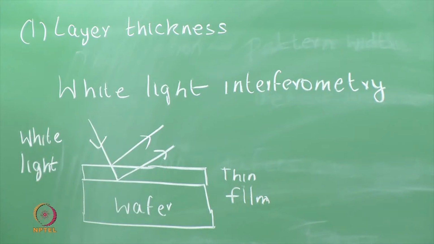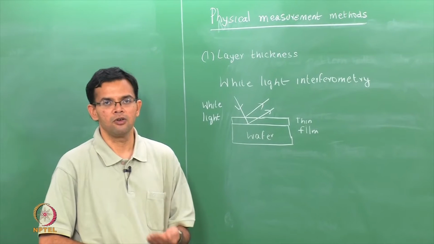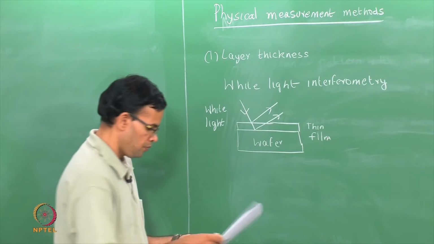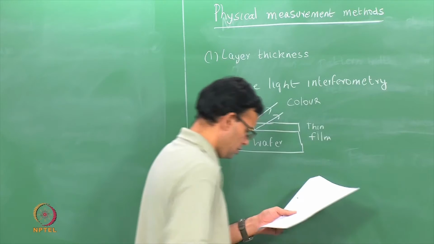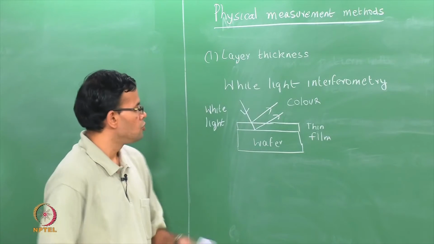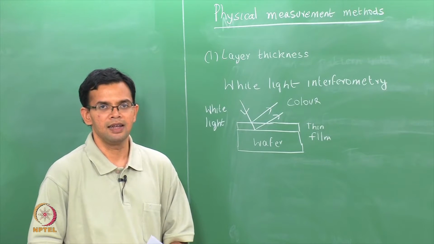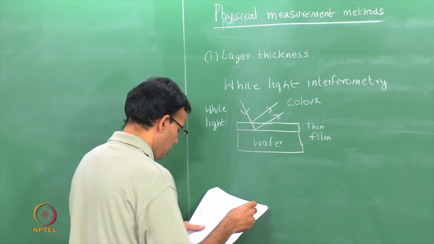These two lights that come out from different depths can essentially interfere, and depending upon the thickness, some of the wavelengths will undergo destructive interference, some of the wavelengths will undergo constructive interference. So, even though you have a white light that comes in, your output essentially has some color. So, by looking at the color of the film, it is possible to approximately calculate the thickness. So, this is the basic idea behind white light interferometry.